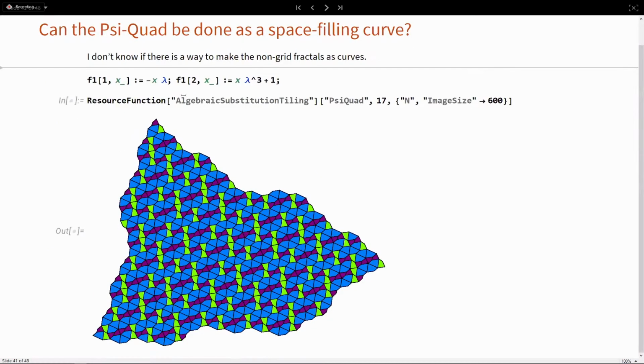So here's the psi-quad again. Here's the iterated function which generates it, and here's a fractal version of it generated with a substitution tiling. But is there a space filling curve which generates something with this shape? And that's an unsolved question. It probably isn't too hard to solve, but it's an unsolved question at this point. If you can solve that, or if you can solve a similar one with the plastic constant, I'd love to hear from you, because that would be interesting. That would basically tie everything together.